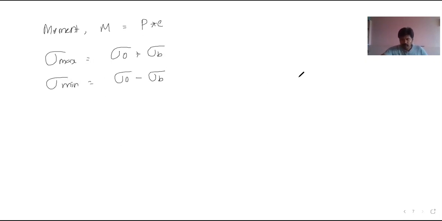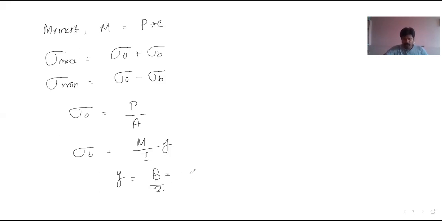For direct stress, sigma naught is equal to P by A. For bending stress, sigma B is equal to M by I into Y. For the Y value, the total section is with respect to breadth, so Y is equal to B by 2. So total breadth is 800 divided by 2, so it becomes 400.